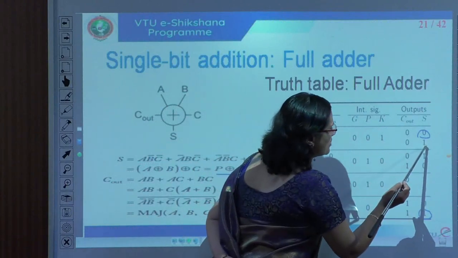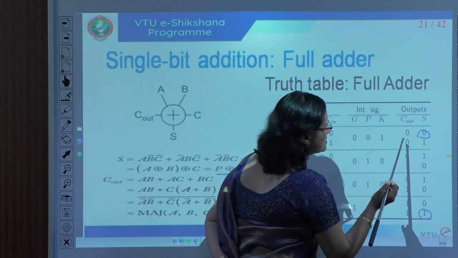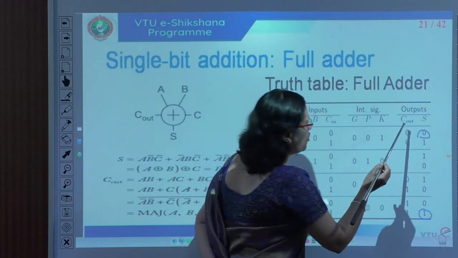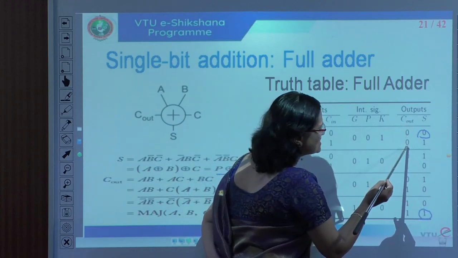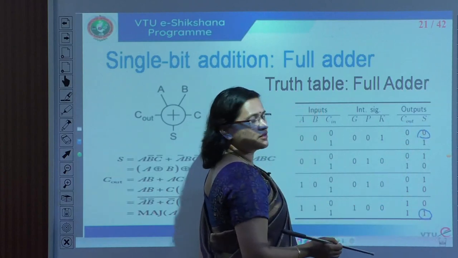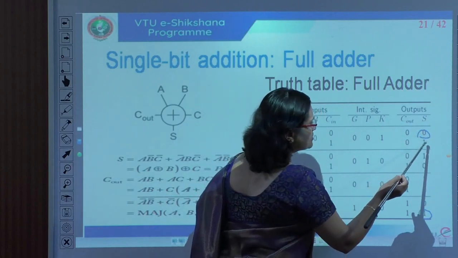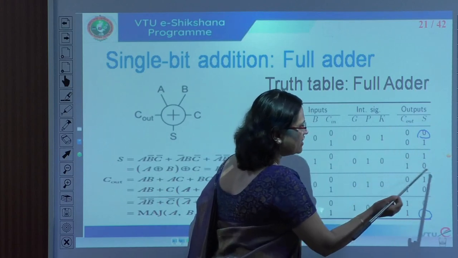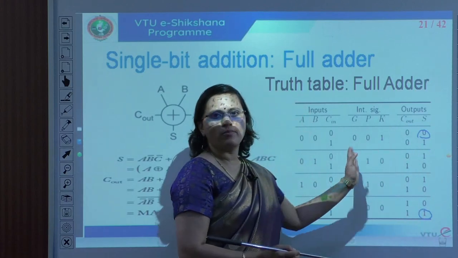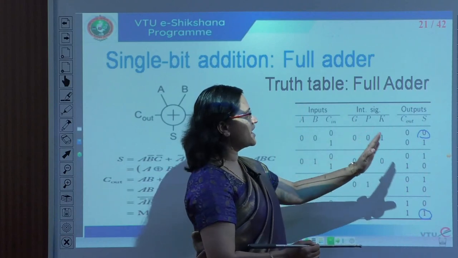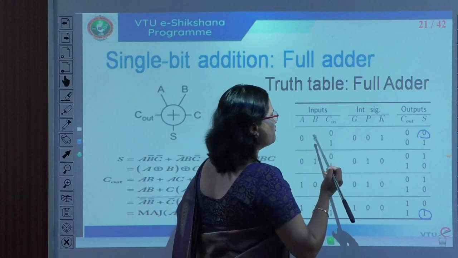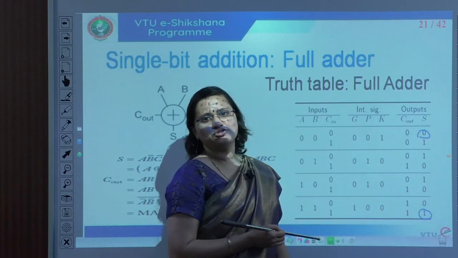Your Cout and sum are complements of each other. That means whenever your Cout is 0, sum will be 1. See here, Cout is 0, sum will be 1. Cout is 1, sum will be 0. Exactly opposite. Both sum and carry outputs are complements of each other, leaving the first row and the last row.